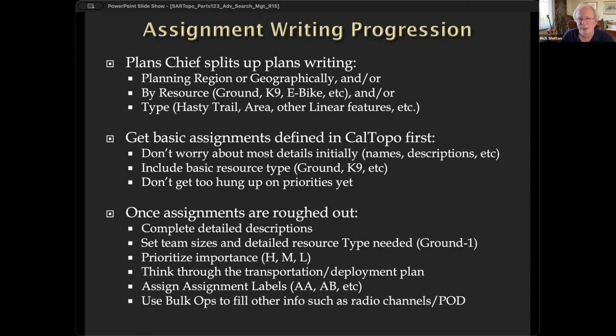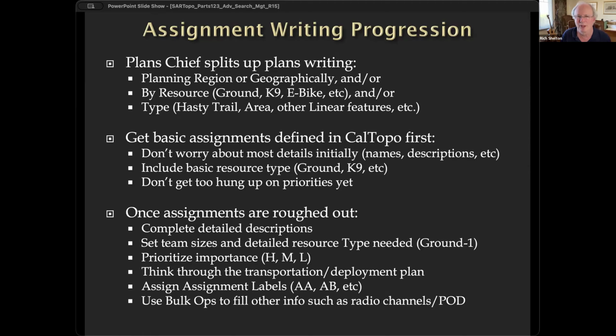So there's different ways to do it. Sometimes it'll be by a planning region. So we have like six different regions on our map, and you do region one, I'll do region two, you do region three. Or you can do it by resource type, because a lot of times we'll draw assignments that are a little bit different style.